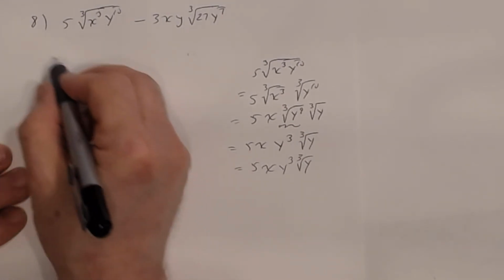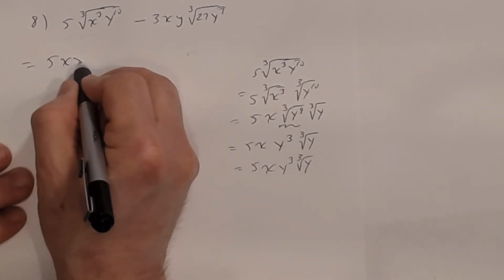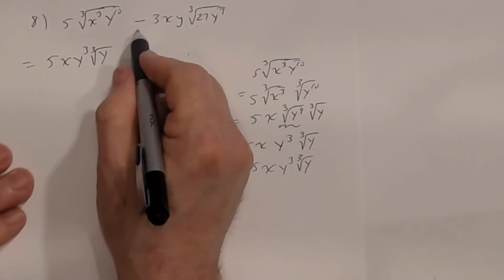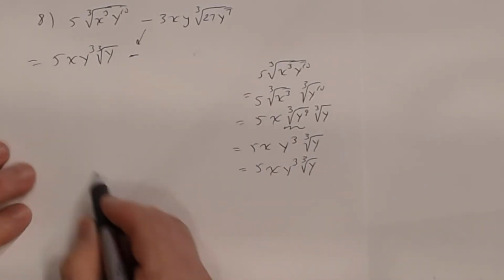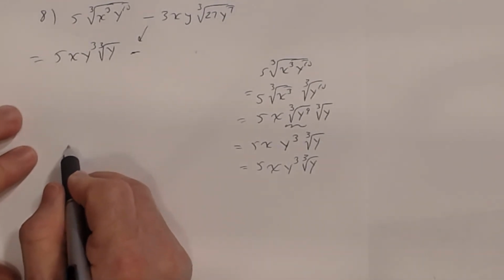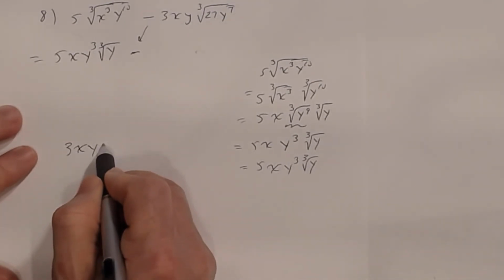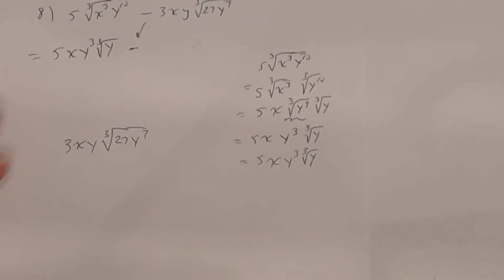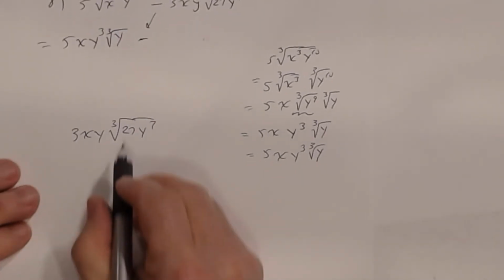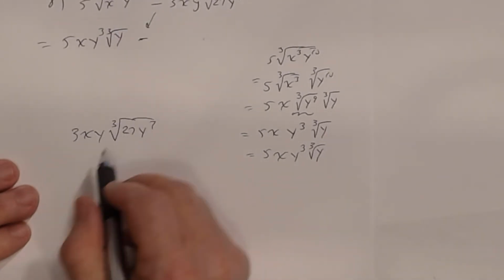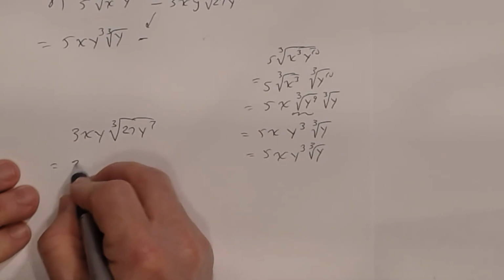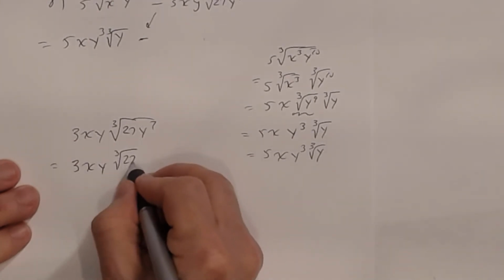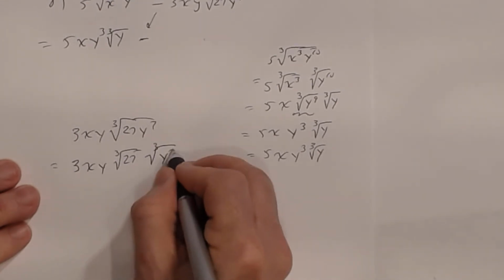So that's going to go here. So 5x y cubed cube root of y. See that? Minus. Now let's do this one. So let's go off and put that one here. So 3xy cube root of 27 y to the 7th, right? Okay. So let's try and deal with this cube root right here. So according to the product rule, I can write this as 3xy times the cube root of 27 times the cube root of y to the 7th.